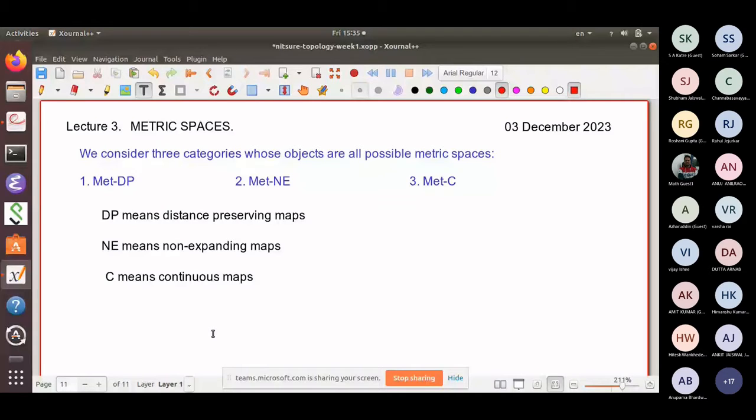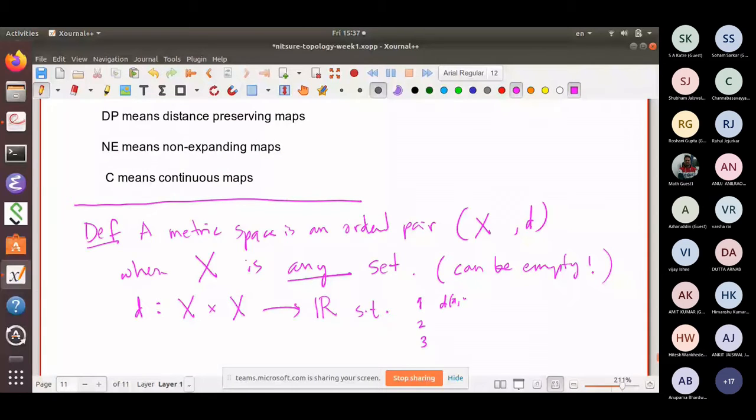d(x,y) is greater than or equal to 0, and d(x,y) equals 0 is equivalent to x equal to y, and d(x,y) equals d(y,x), and d(x,y) plus d(y,z) is greater than or equal to d(x,z). Okay, so you see already I departed from your textbooks by allowing the metric space set to be empty.